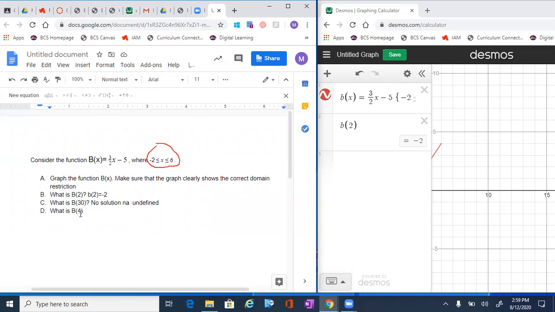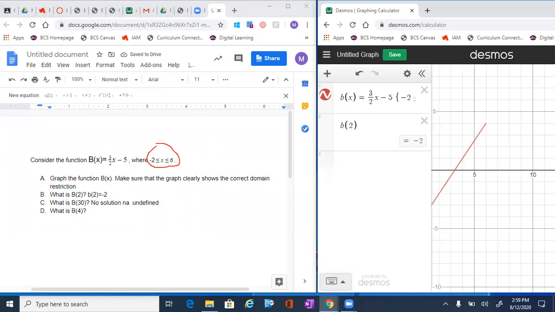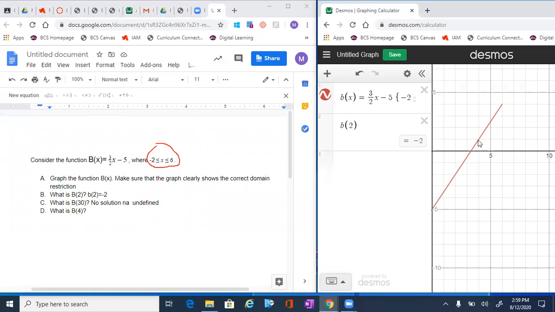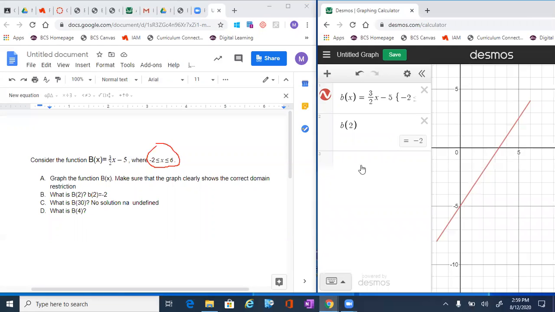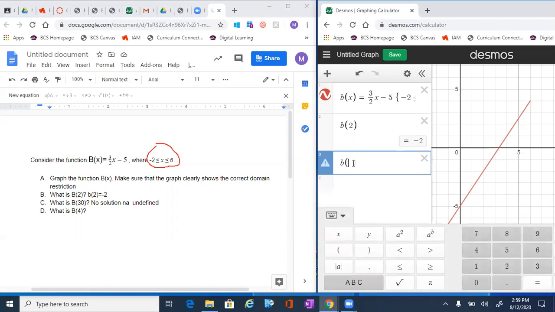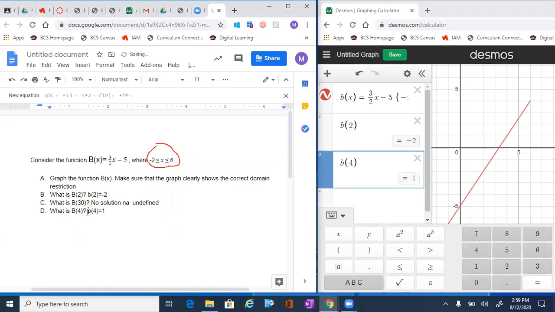It is not going to happen. Now I go to b of 4. At this point, you should be able to answer this. Let's do b of 4. That is really easy. I look at the graph, and 4 is the x. I look up, and it looks like it's going to be 1, right at that location on the y-axis. But I can go ahead and plug it in. b of 4 gives me that answer: b of 4 equals 1. And I write b of 4 equals 1.